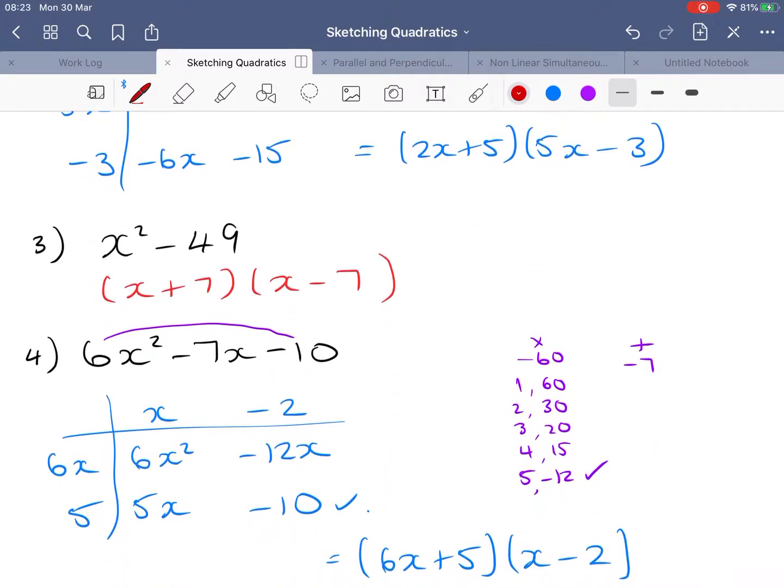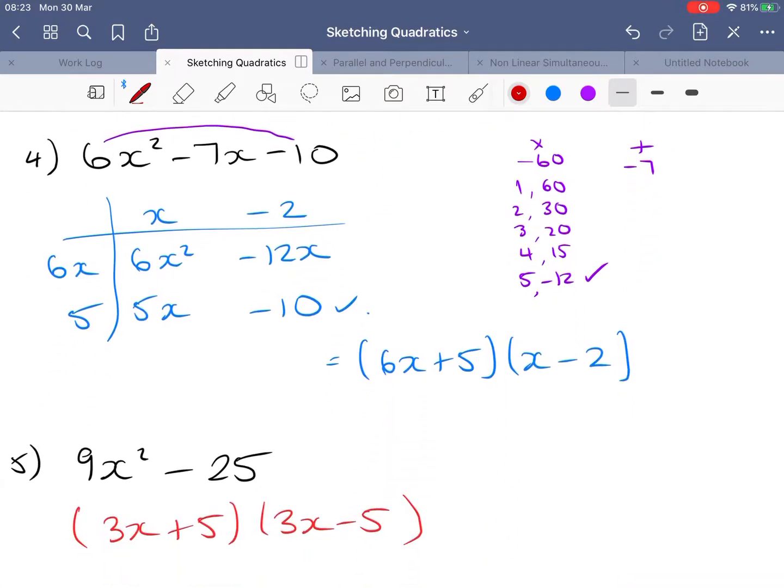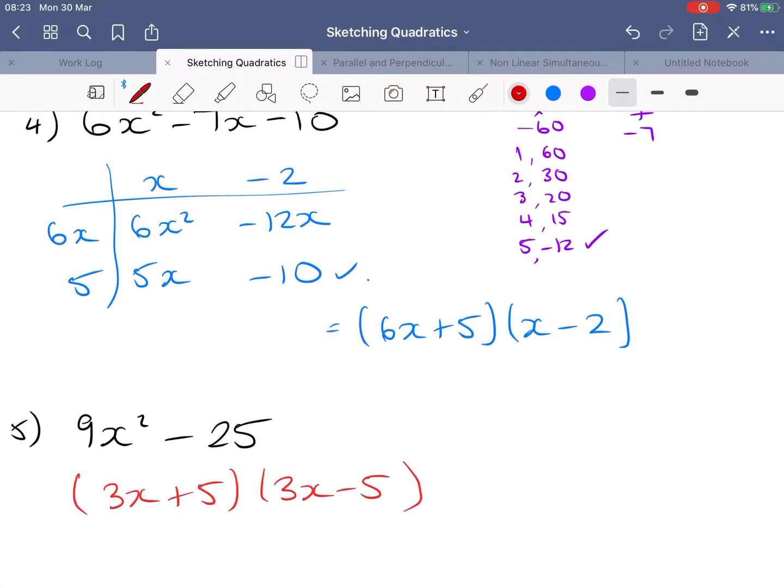Right, number 3 was a difference of 2 squares because there was no x term and there was a subtraction, so I could do that one. Number 4, again, normal quadratic, it's just it hasn't got an x squared coefficient of 1. So again, a little bit more complicated, but still okay to do. And the last one was another difference of 2 squares, but this time you have to think what times itself makes 9x squared. So that's got to be 3x times 3x.